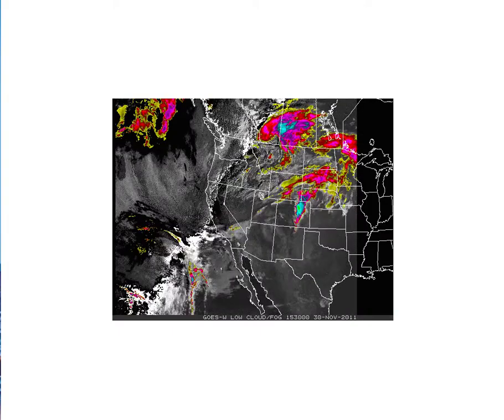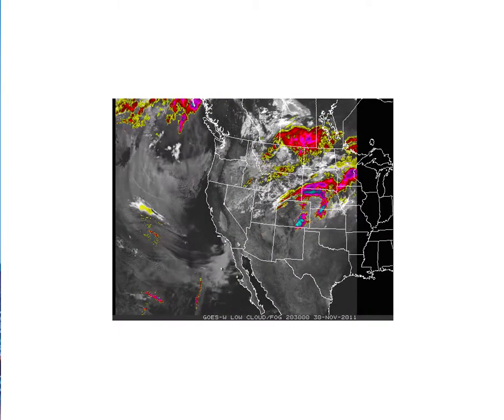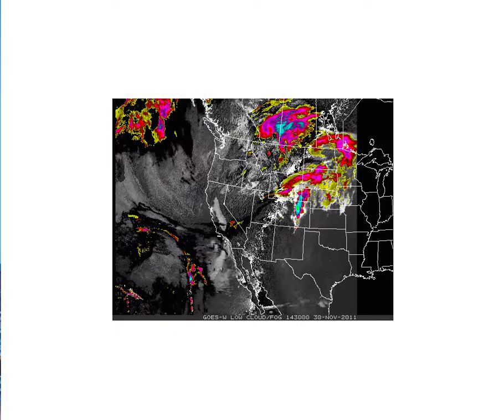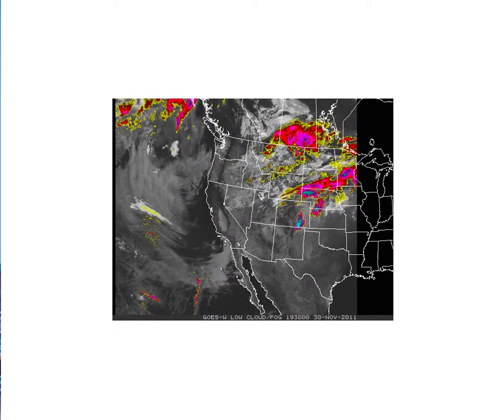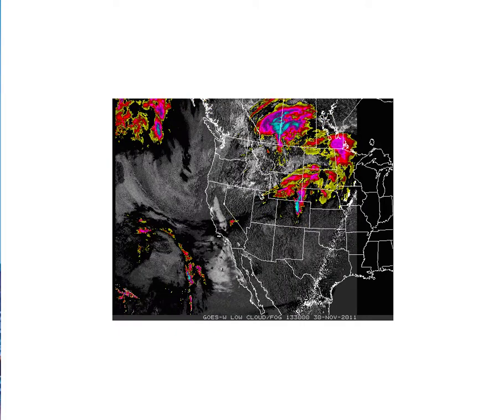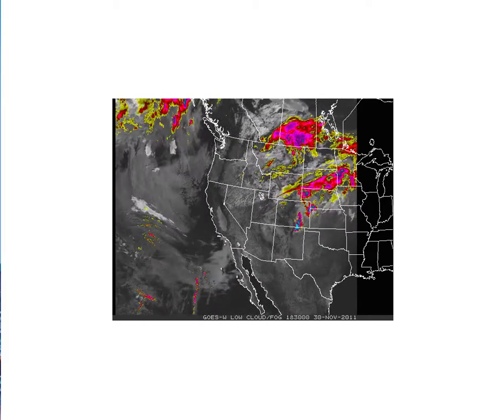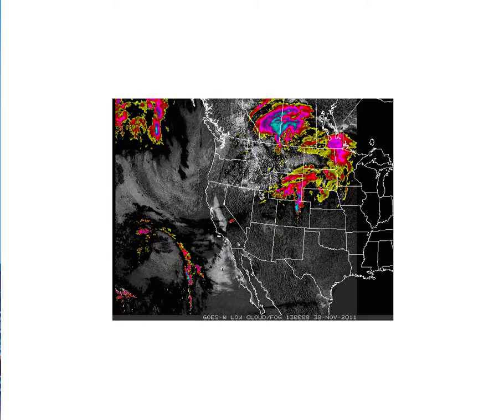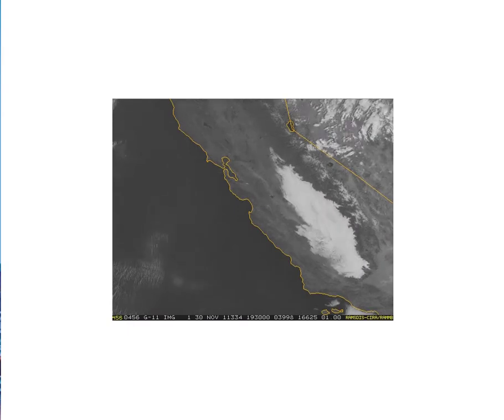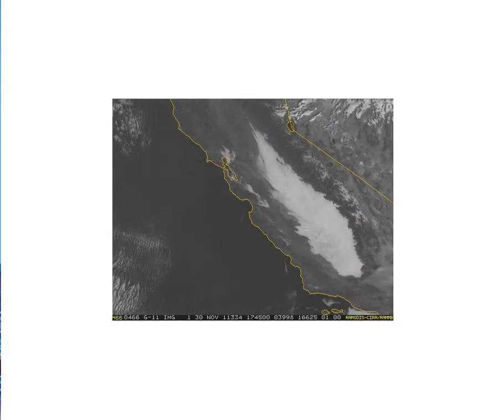Here's the CIRA low cloud and fog product, which shows the low cloud and fog signature over the Central Valley of California, dissipating from north to south. Here's the GOES visible imagery showing the low cloud and fog signature.